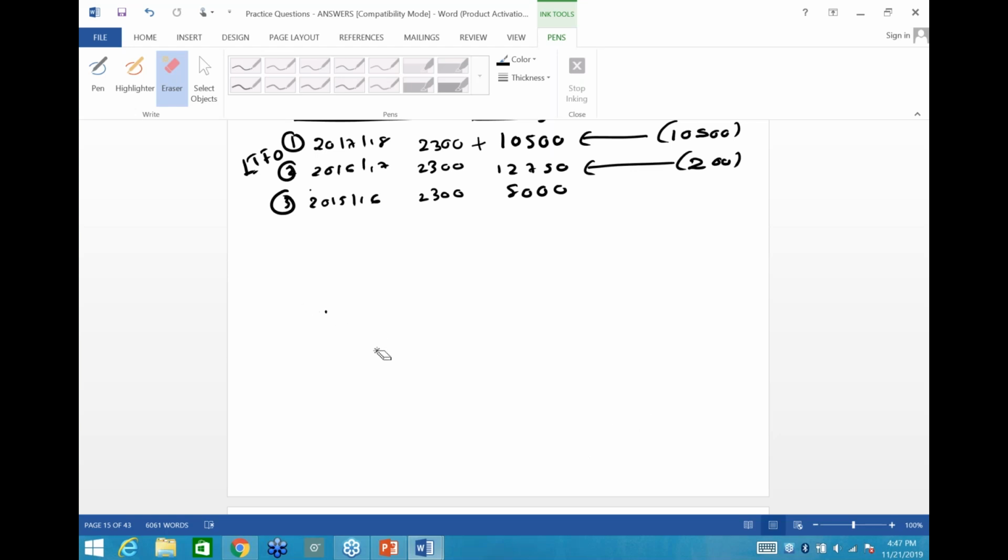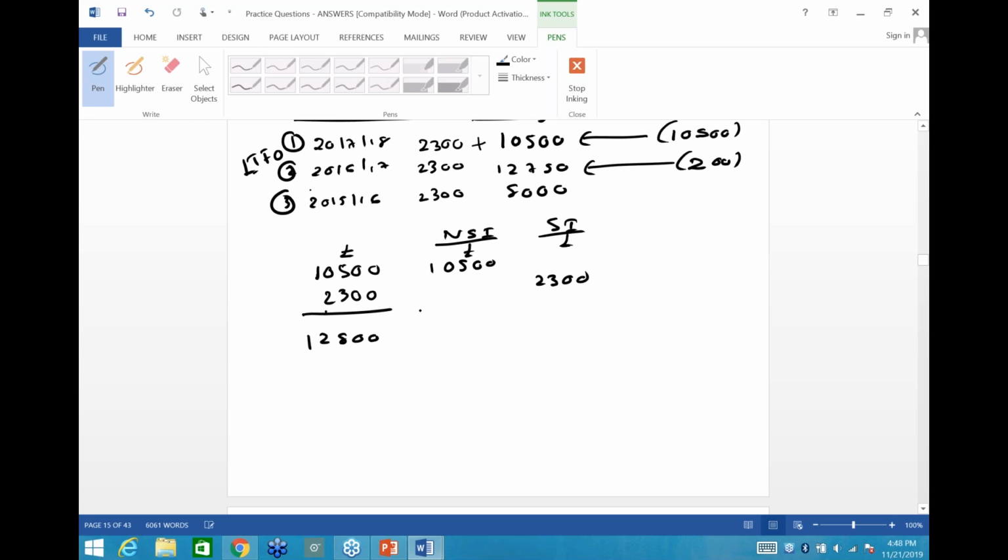Now it's like this. Forget, okay, for 2017-18, forget about the terminal loss. Then you have a total income of 10,500 plus 2,300. Non-savings income is 10,500 pounds. Savings income is 2,300 pounds. So 12,800.